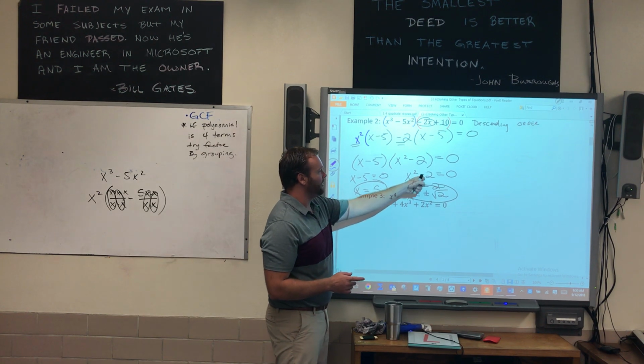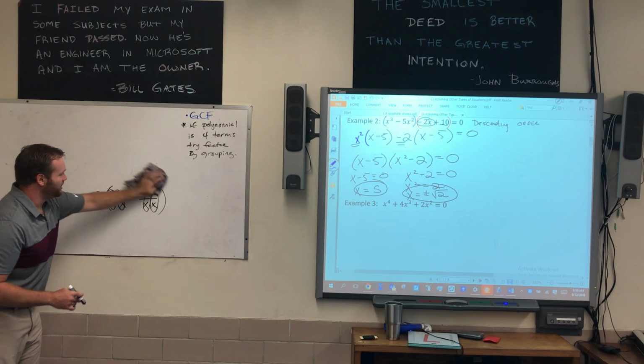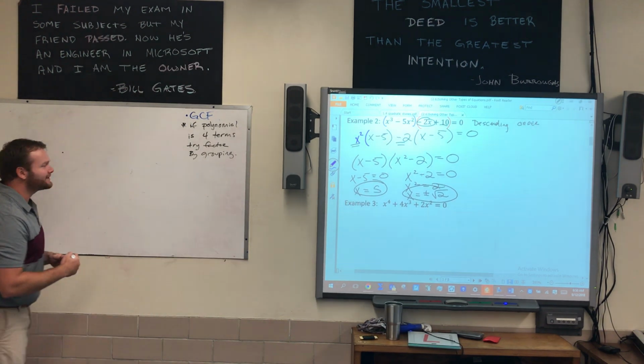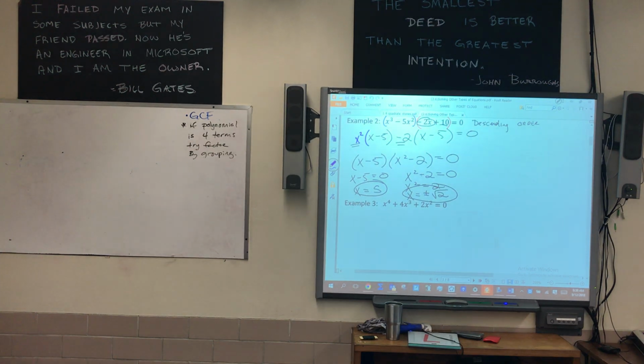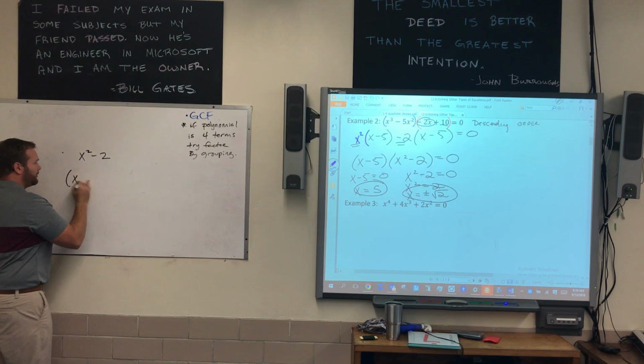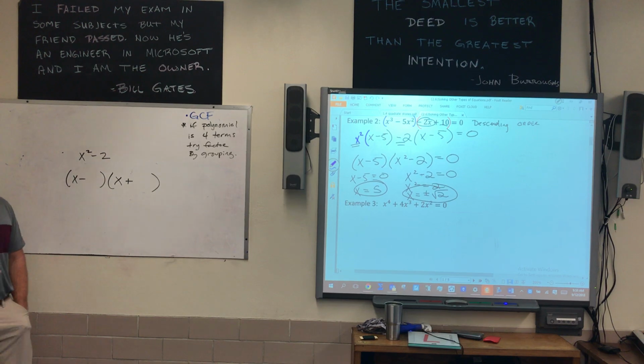Another way of doing this one here, x squared minus 2. This might be something that we use later on. So I think experiencing it now might be a good idea. It's not a difference of perfect squares, right? But it is a difference. Okay. So I'm going to write it this way. I should still be able to take x squared minus 2 and write it like that.